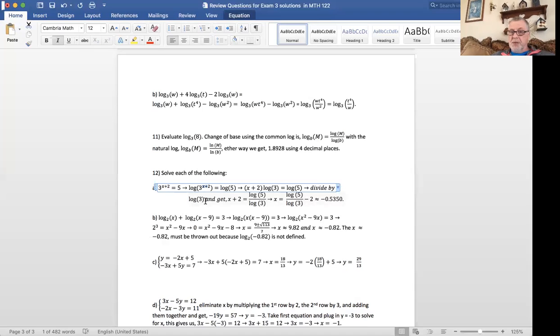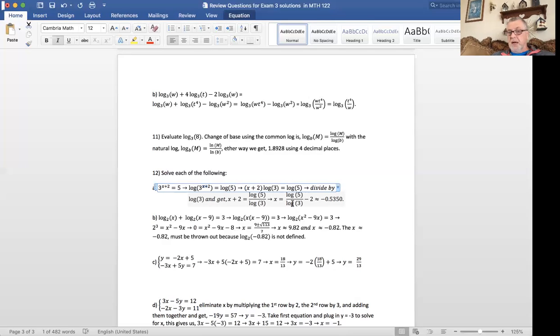I'm going to divide both sides by log 3. This gives us x plus 2 equals log 5 over log 3. Isolating the x, we subtract 2 from both sides and get log 5 over log 3 minus 2. Then we'll push this into our calculator.